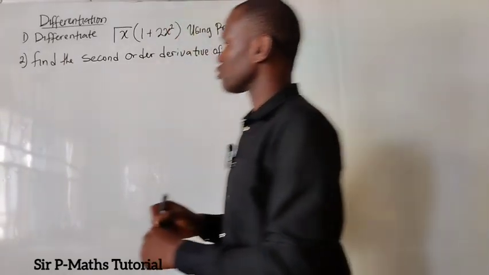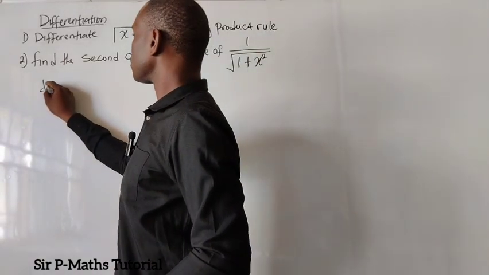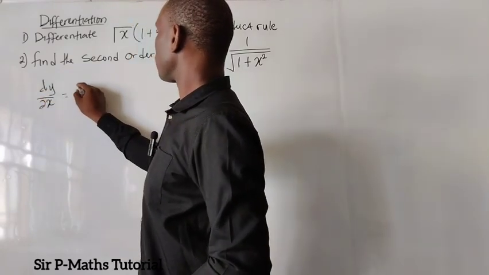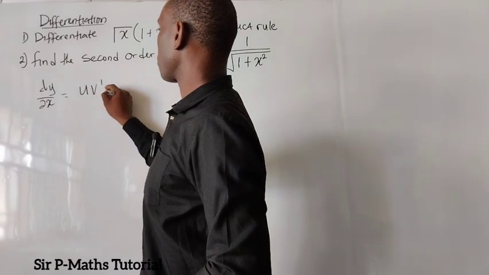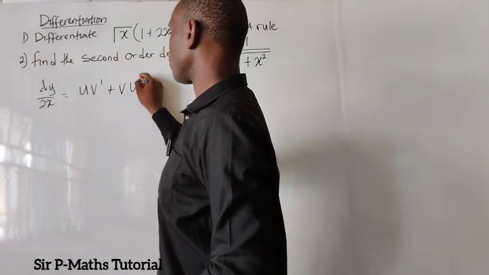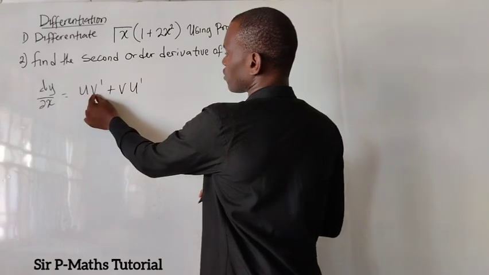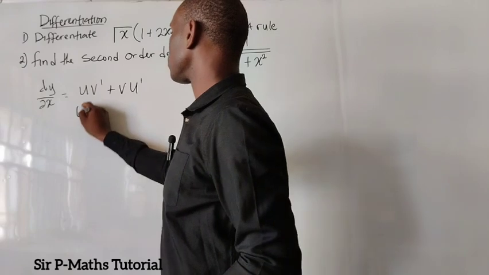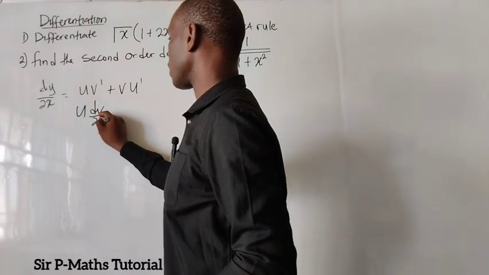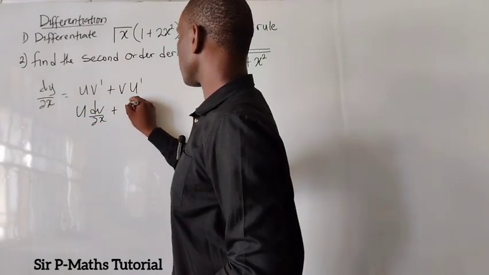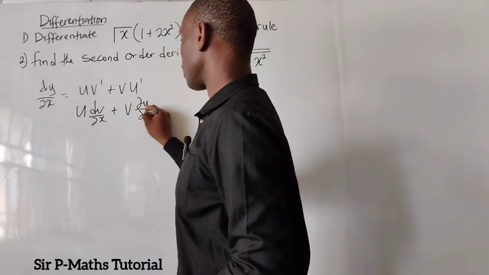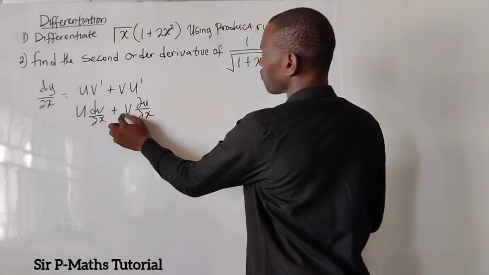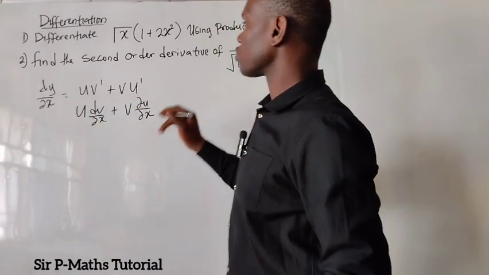So to solve, product rule states that dy over dx is equal to u v prime plus v u prime. That means keep u and differentiate v, then keep v and differentiate u. We can as well write it as u times the differentiation of v with respect to x plus v du over dx. That means we keep u and differentiate v with respect to x, keep v and differentiate u with respect to x. So let us solve.